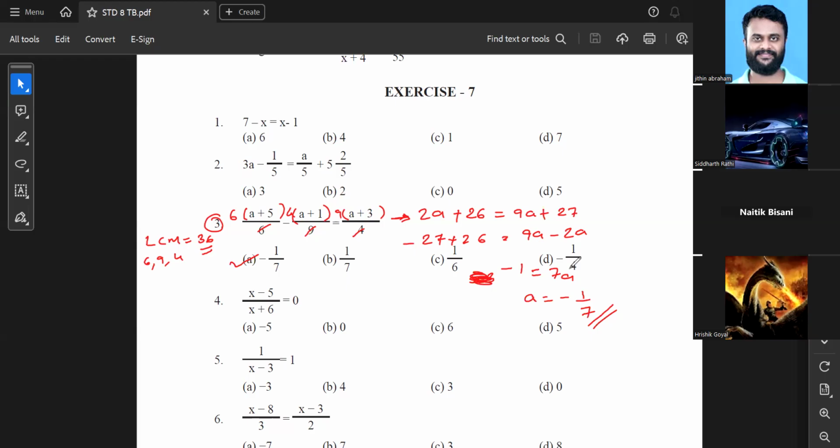Since our time is up, let's join the meeting again. Okay.